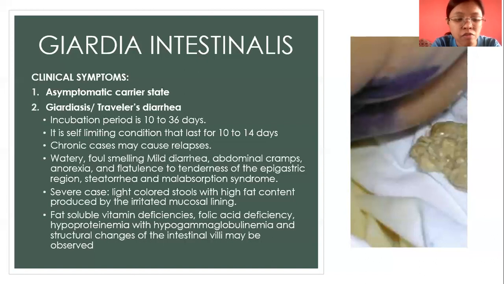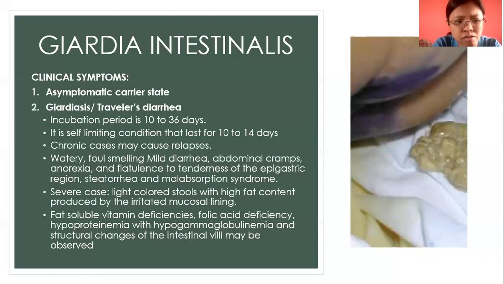So, di ba kapag ang patient na merong steatorrhea, malalaman mo na may fat kapag yung pupo ay lumutang. Tapos parang pag tinignan mo siya sa toilet bowl, parang may oil. Makikita mo yung oil sa surface ng water. Yan. So, severe cases, light-colored stools with high fat content produced by the irritated mucosal lining. So, possible din na magkaroon ng fat-soluble vitamin deficiency.